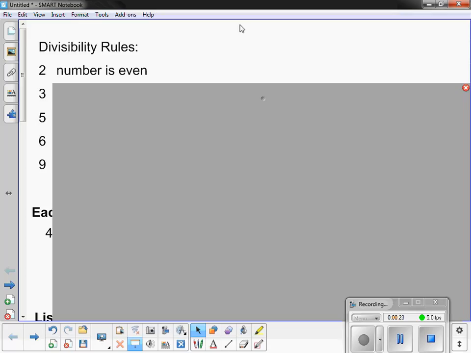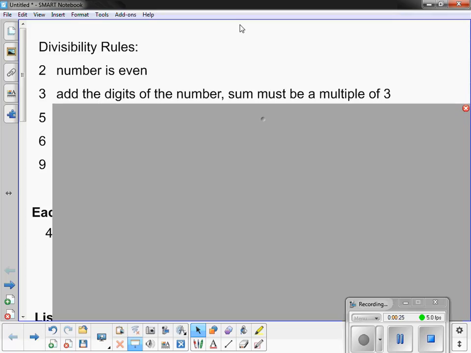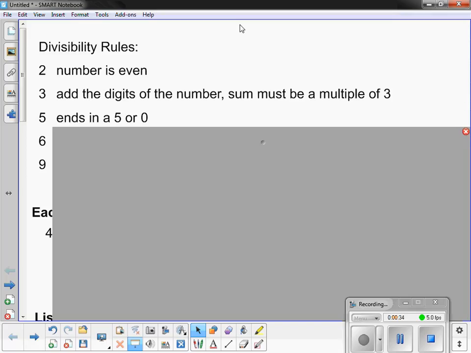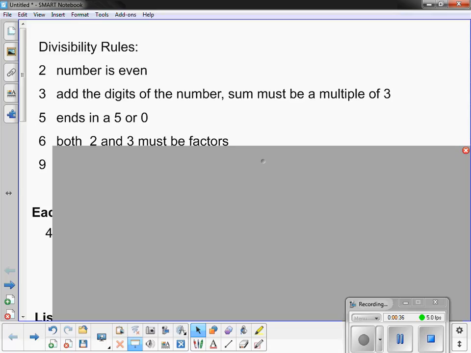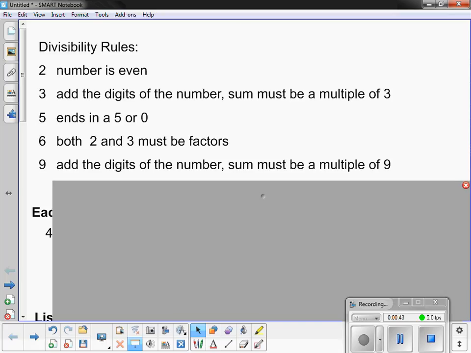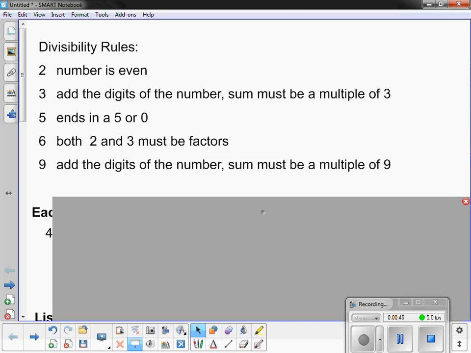You know that. For 3, you add the digits of the number, and the sum must be a multiple of 3. We'll talk more about that later. 5, you know it has to end in a 5 or a 0. 6, both 2 and 3 have to be factors for 6 to be a factor. For 9, you add the digits and the sum must be a multiple of 9. And like I say, 10, we know it has to end in 0. That just needs to be ingrained in your head.